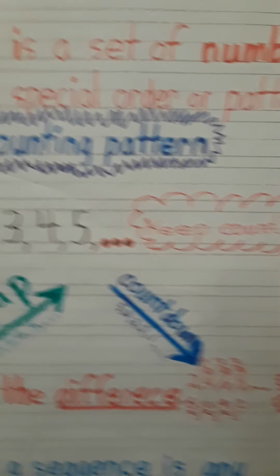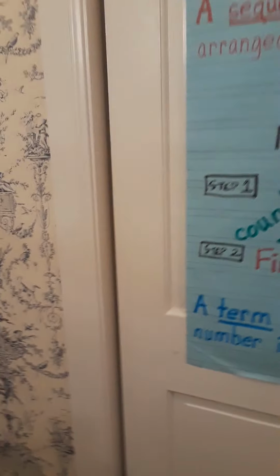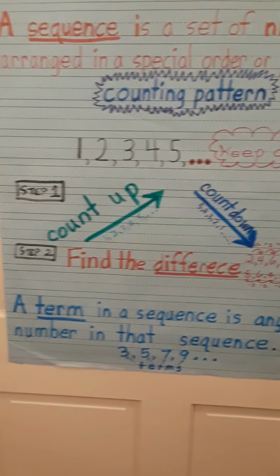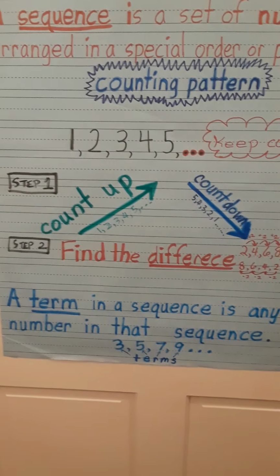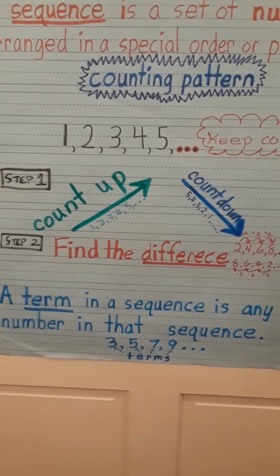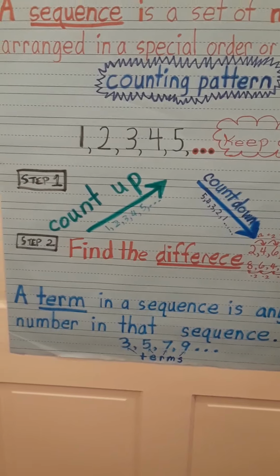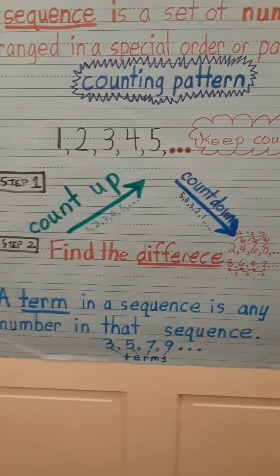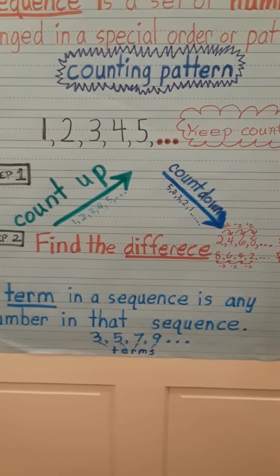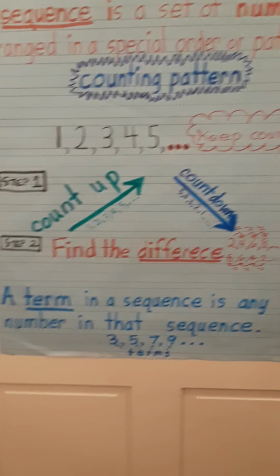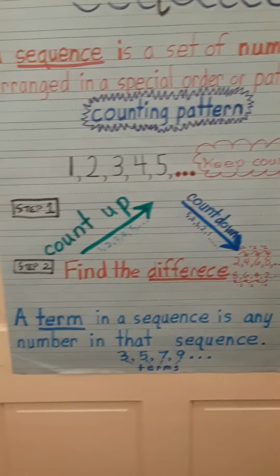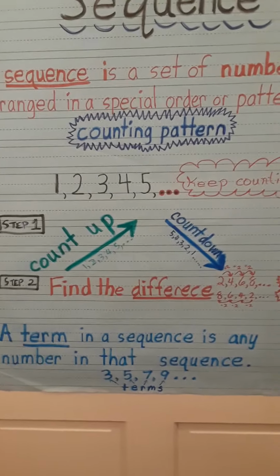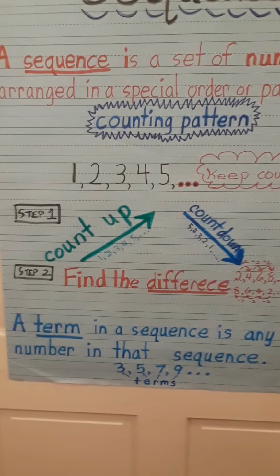Okay, good job. So as we looked into the video some more, it talked about the steps of solving a pattern and finding missing numbers. So if you'll remember, it talked about how we're supposed to figure out if we count up or if we count down. And then step 2 said that we need to find the difference so we can determine the rule of the sequence. Then it talked about the word term. And it said that a term in a sequence is any number in that sequence. So whatever sequence we're looking at, each number is called a term.